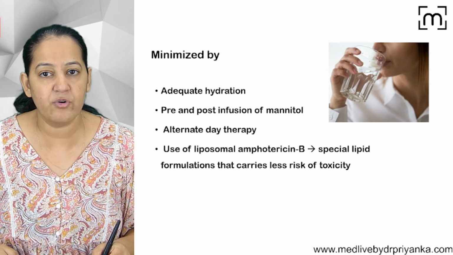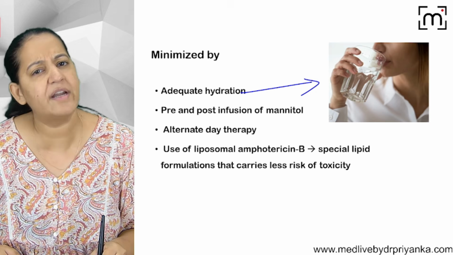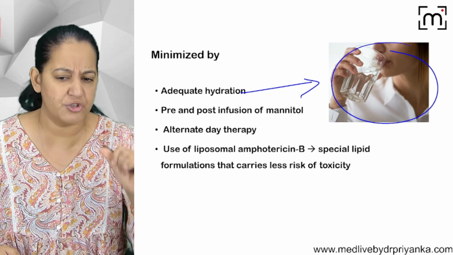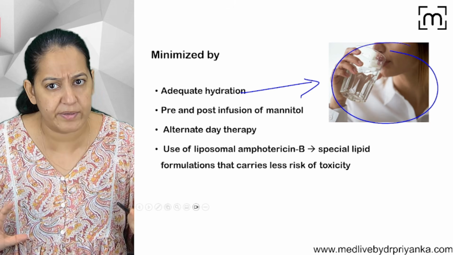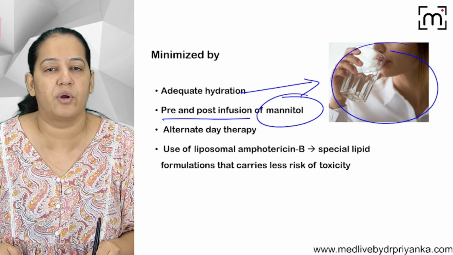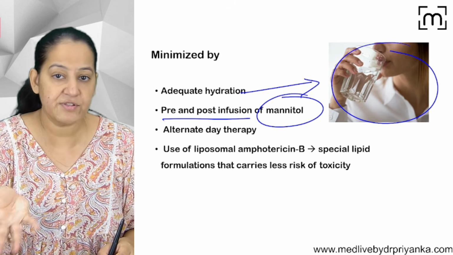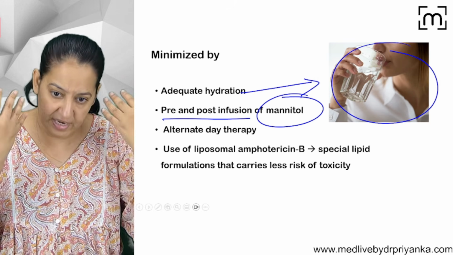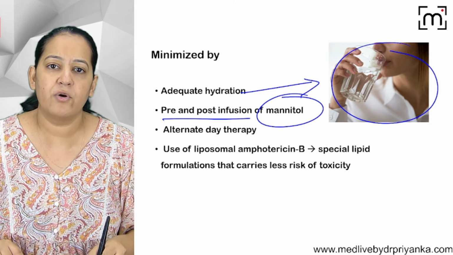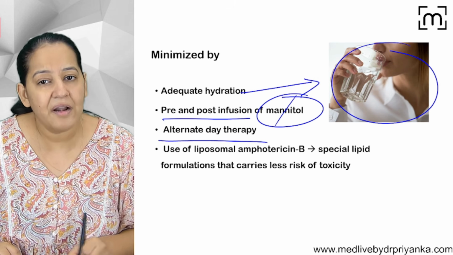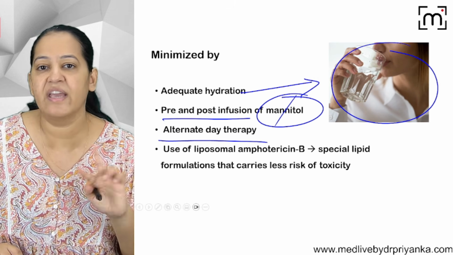How to minimize nephrotoxicity? Ask the patient to take adequate hydration when on amphotericin B. Because it is nephrotoxic, the patient should drink abundant water or fluids, number one. Before and after the infusion of amphotericin B, we should give mannitol, so that it remains in the body for a very short duration. Mannitol is a diuretic. It will cause more urine and that will cause excretion of the amphotericin B. Also, alternate day therapy: instead of giving daily, we can give it on alternate days.